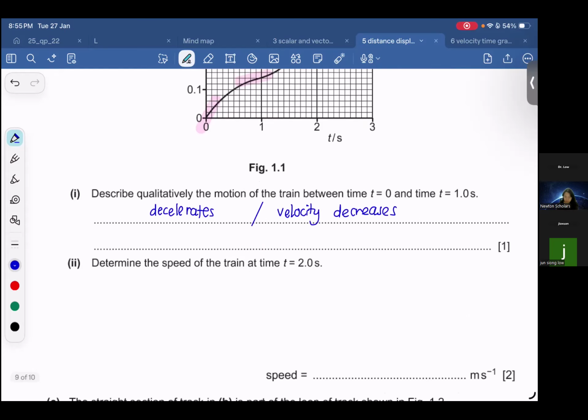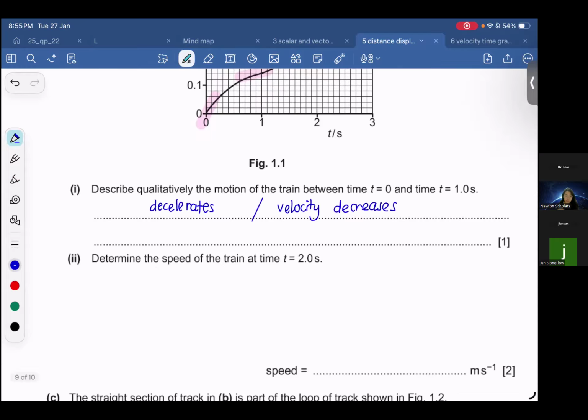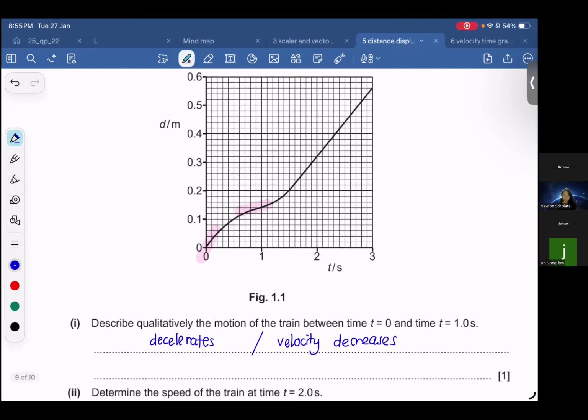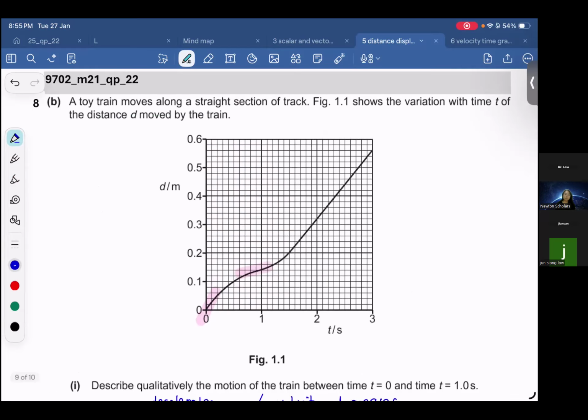Okay, can you determine the speed? Here, the speed of the train at t equals 2 seconds. What is the speed? At 2 seconds, what is the speed?